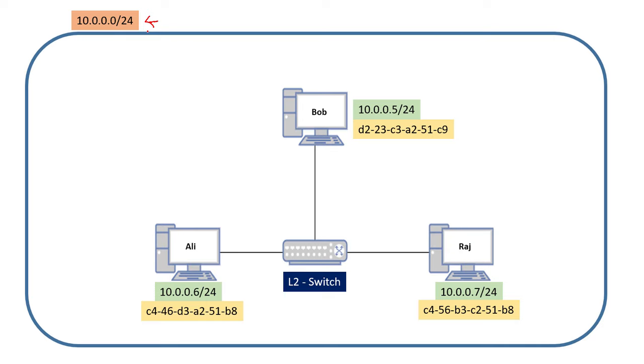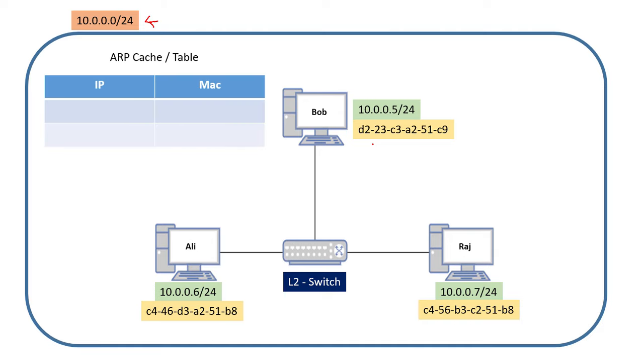Now, every machine, every device like Bob or Ali or Raj, has a table which is called the ARP cache or ARP table. This table is actually a dictionary if you have a programming background. It's a table which contains a key and a value, and the key and the value are the IP and the MAC mapping.